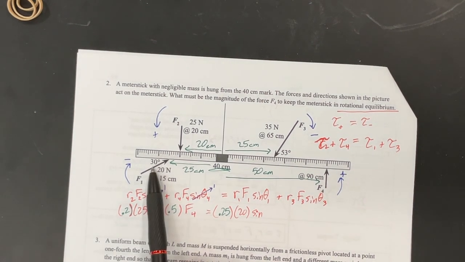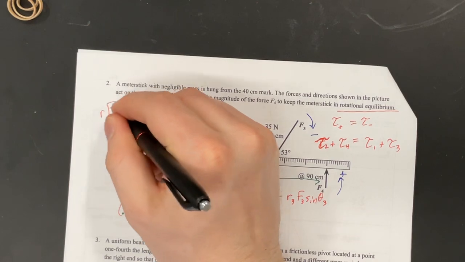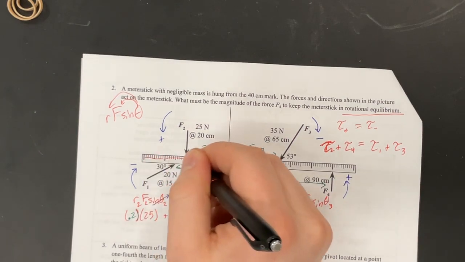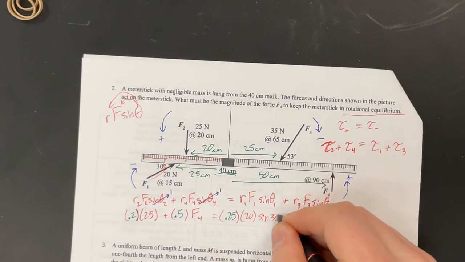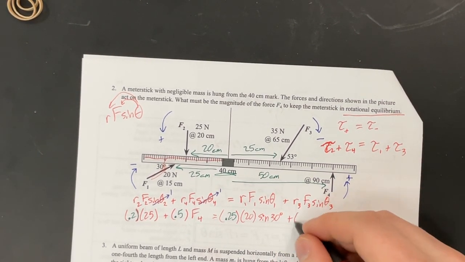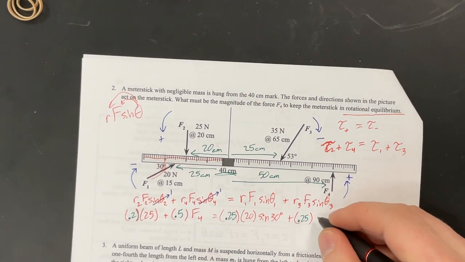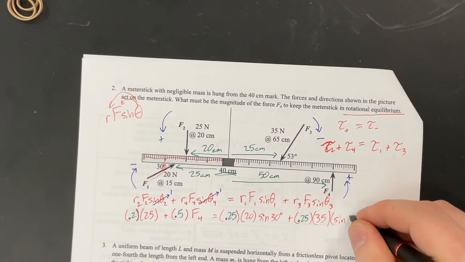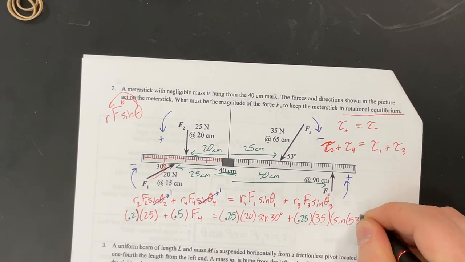and here's our question, should we use the 30 degrees or should we do 90 minus and do 60 degrees? Well, when it's RF sine theta, it's the angle between F and R. Here's our R, here's our F, so it is the 30. And then plus R3 was 25 centimeters as well. Force 3 is 5 newtons. Sine theta, and we run into the same question. We get the same answer: use sine of 53 degrees.